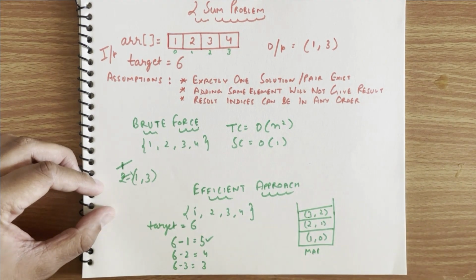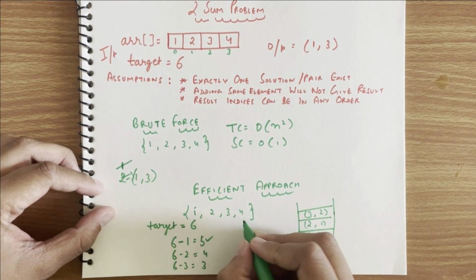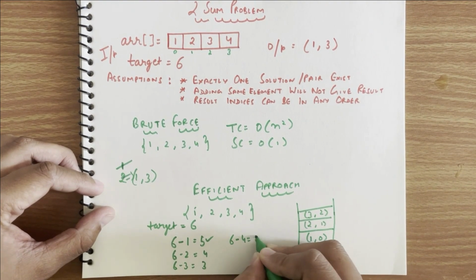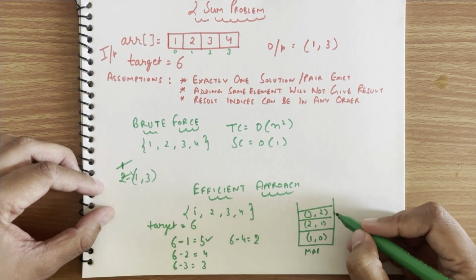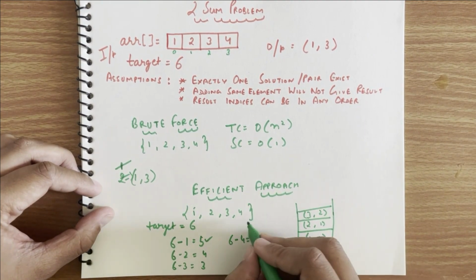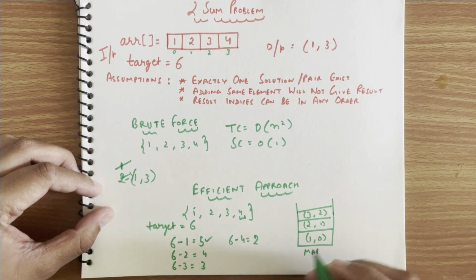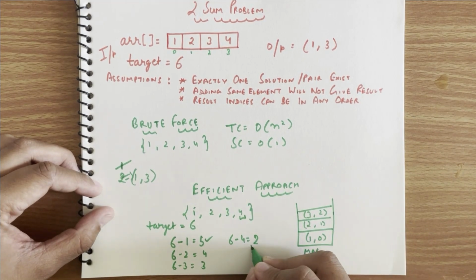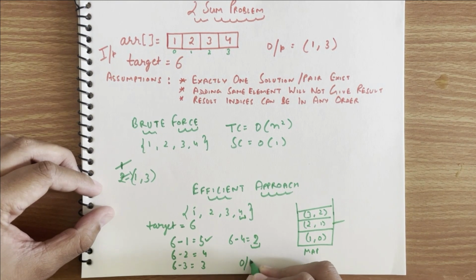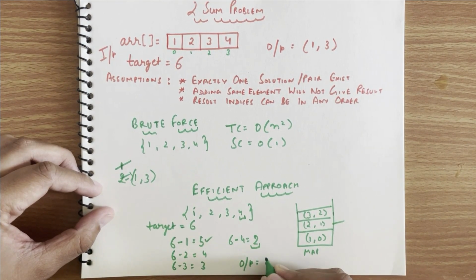Then our next element is 4, which is the last element in the array. We will check 6 minus 4, which is equal to 2. Does 2 exist in the hash map? Yes, 2 exists in the hash map. So we will return the index of element 4 from the array and the index of element 2 from the hash map. This will result in our output as 3 comma 1, which is our expected output, and as we know, it can be in any order.